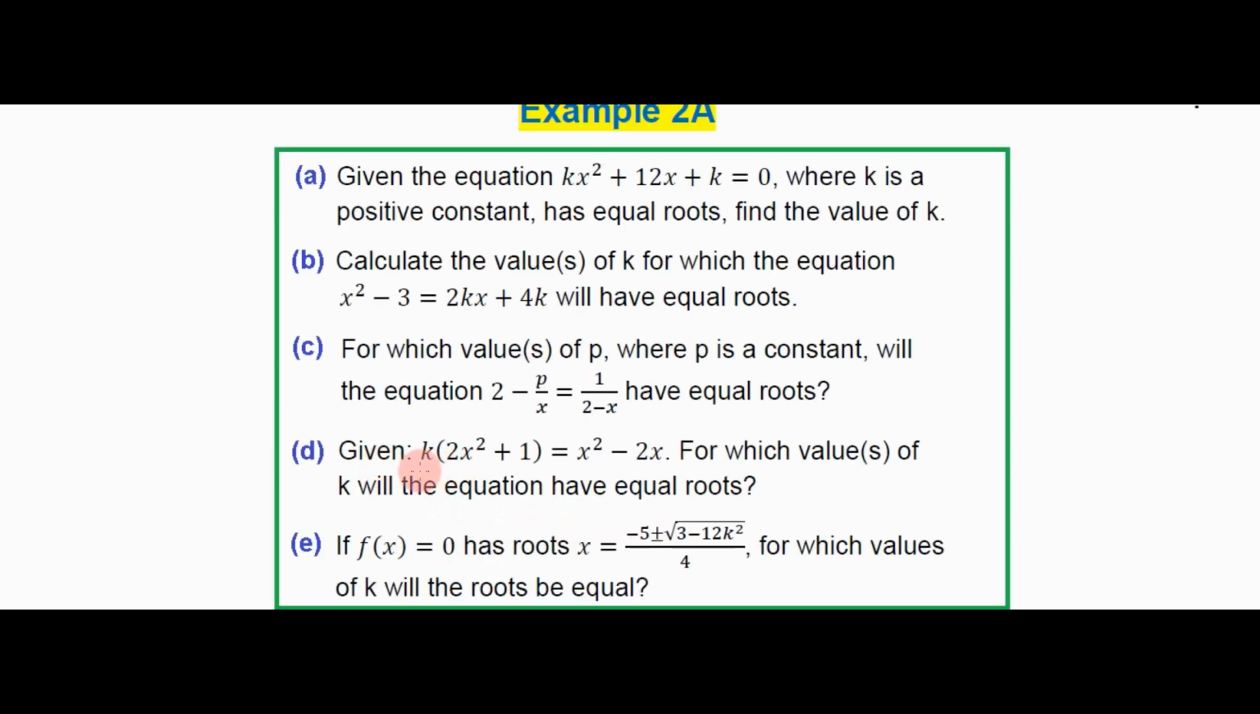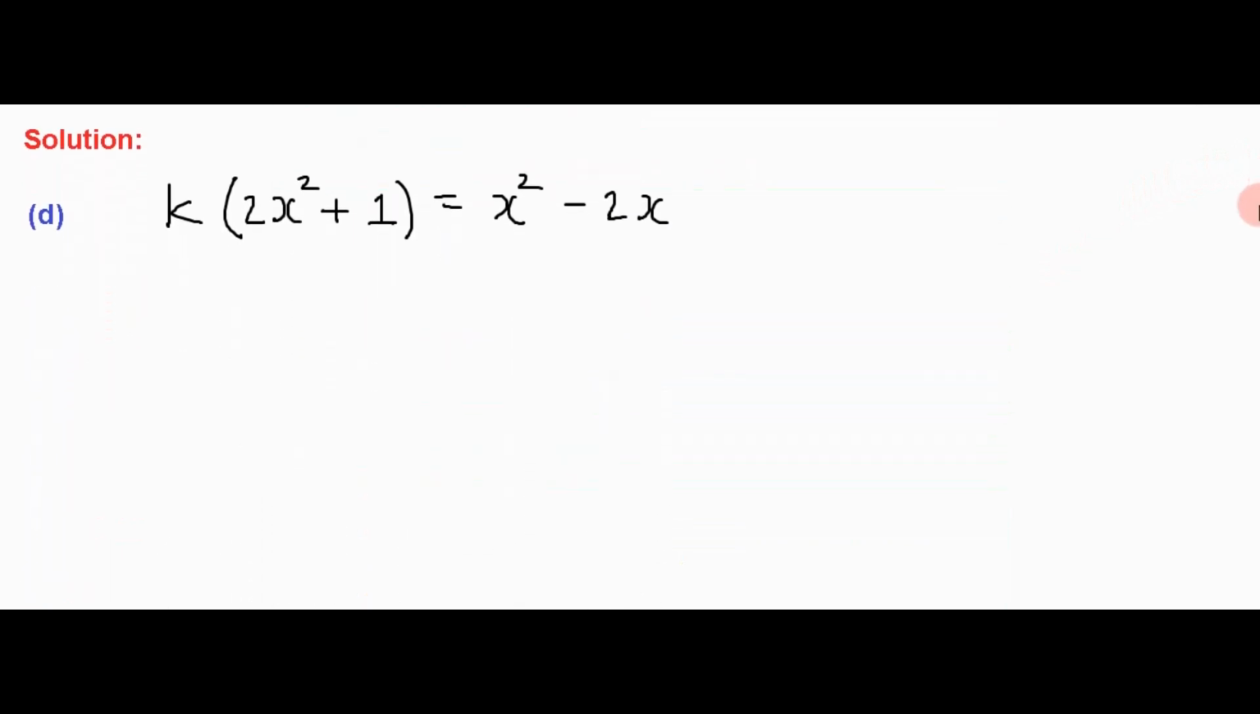Let's look at D. It says given k into 2x squared plus 1 equals x squared minus 2x, for which values of k will the equation have equal roots? Once again, we need to write this equation in standard quadratic form. So we're going to multiply out on the left-hand side. So it's 2kx squared plus k. And we're going to bring everything else to the left-hand side. So minus x squared plus 2x equals 0.